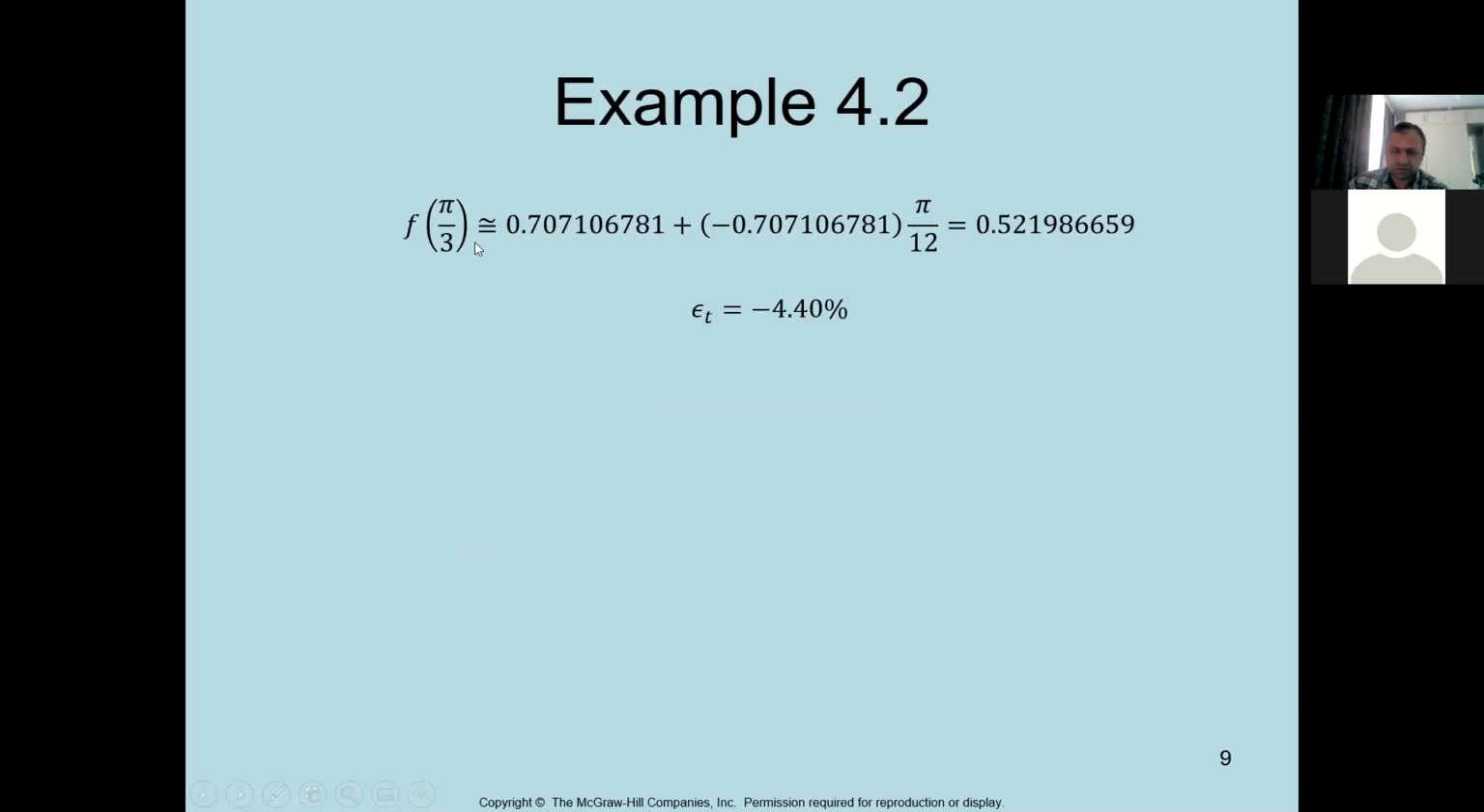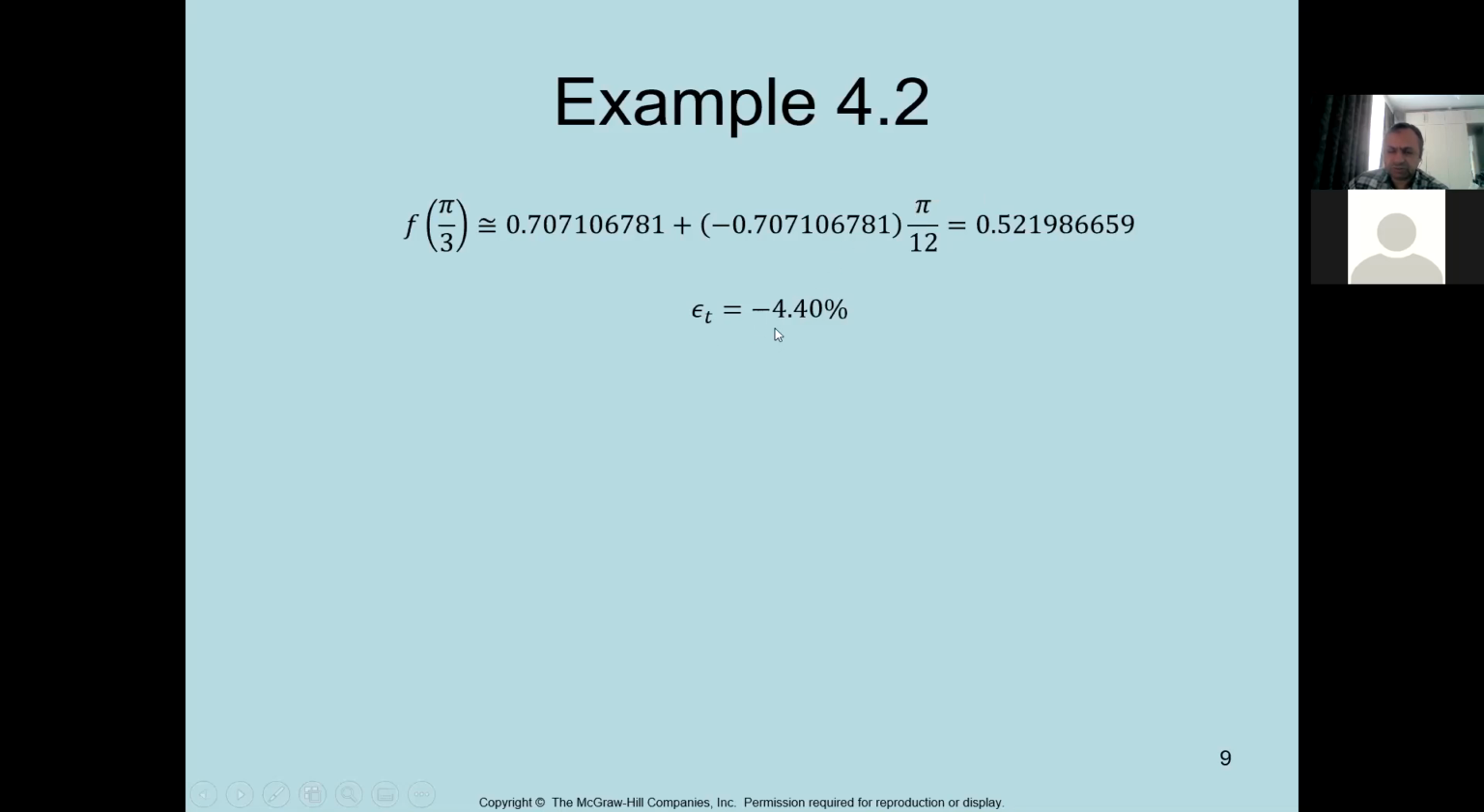Here you can see that this is the answer from the previous zeroth order approximation minus the first order derivative multiplied by the value of h. Actually it is divided by 1 factorial, but 1 factorial is just 1, so that is okay even if you don't write it. Pi by 12 is the value of h. In this case, it gives us the value of 0.5219.